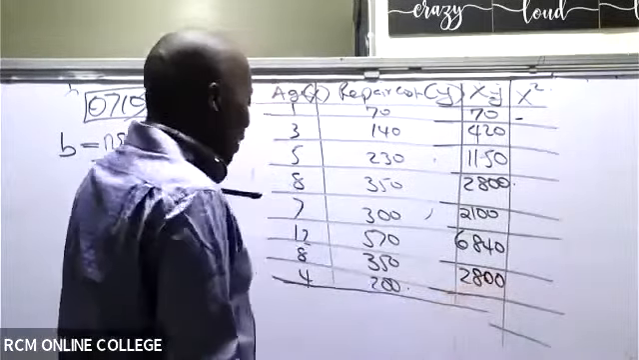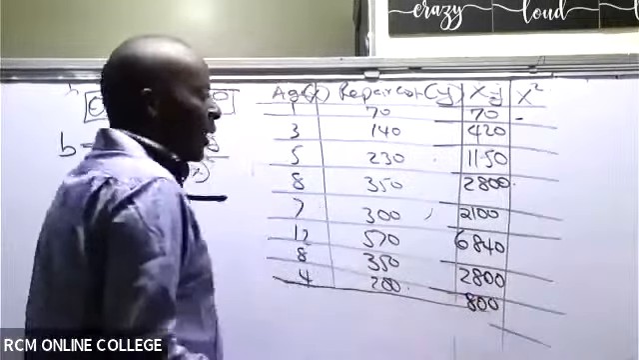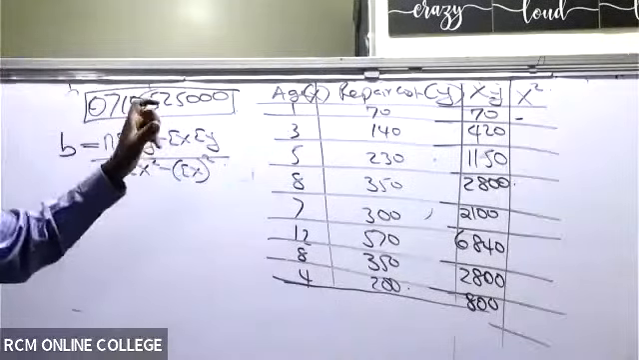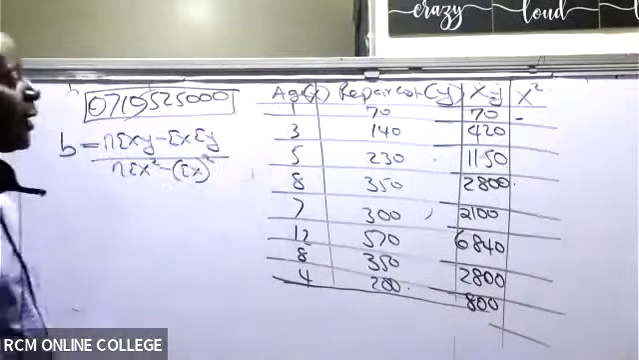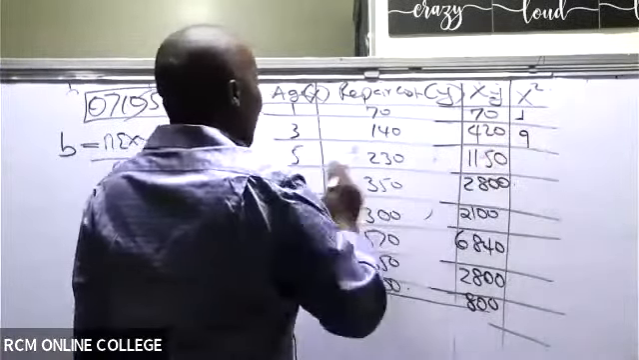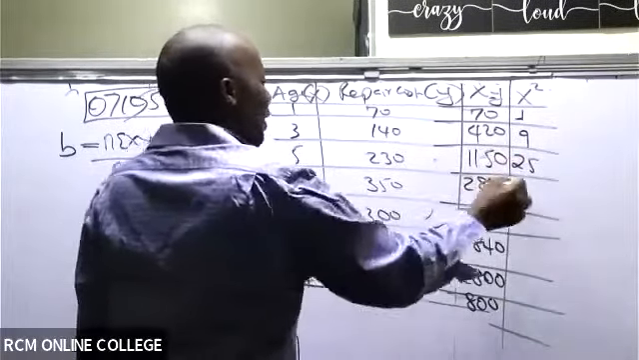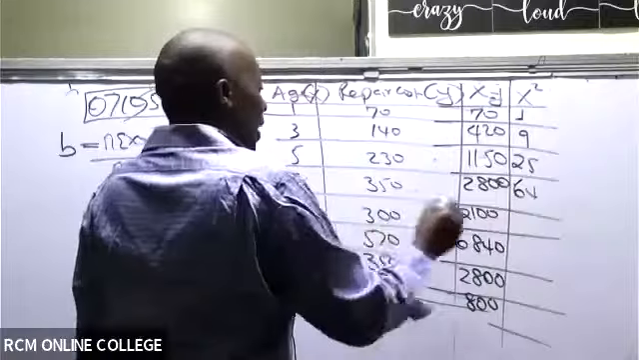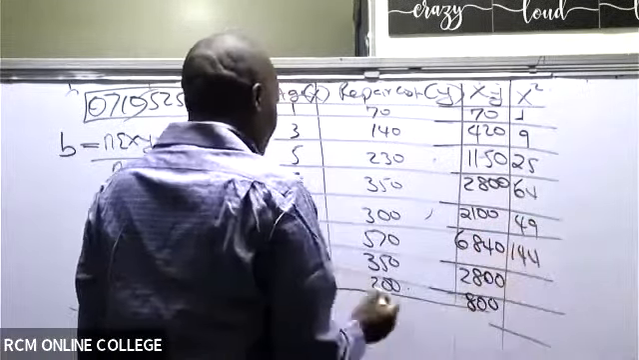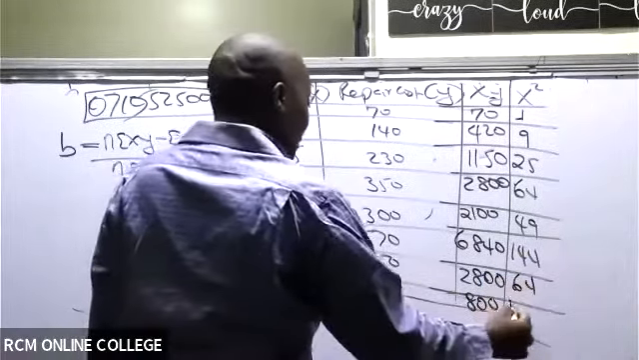And then lastly, we have 4 times 200. This gives me 800. How about the column of x squared? So simply use your calculator there. 1 squared gives me 1. 3 squared gives me 9. 5 squared gives me 25. 8 squared gives me 64. 7 squared gives me 49. 12 squared gives me 144. 8 squared gives me 64. 4 squared gives me 16.